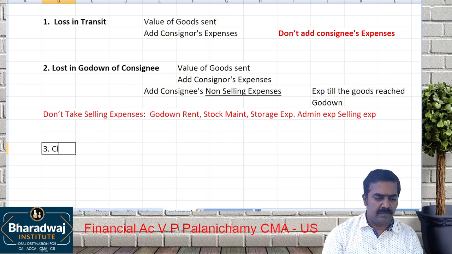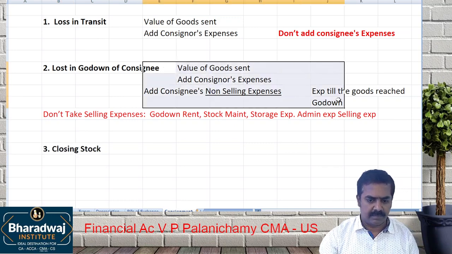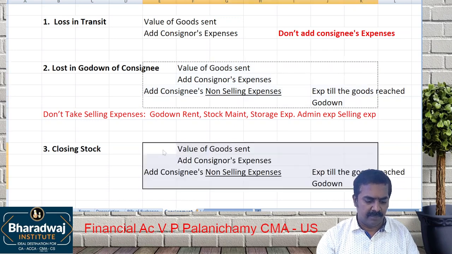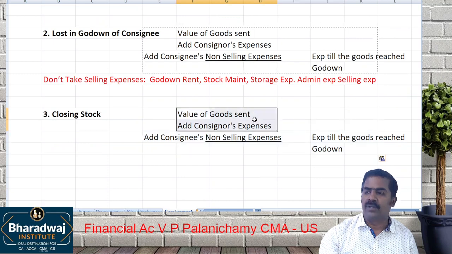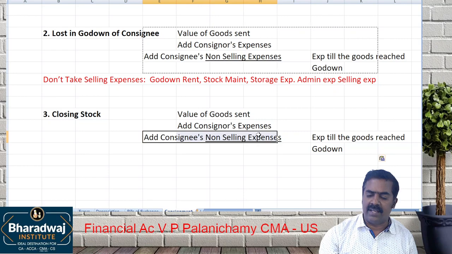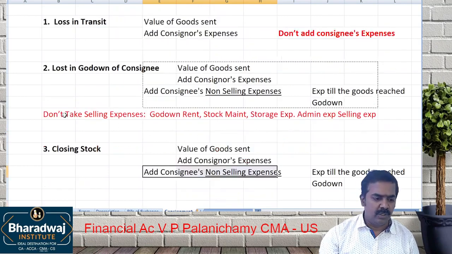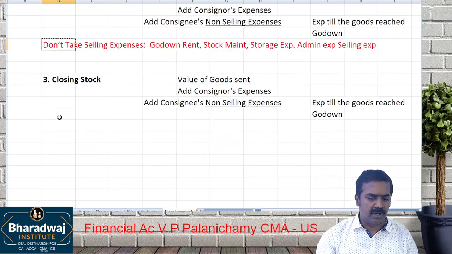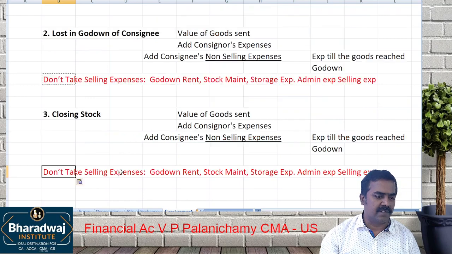Then number 3, closing stock. How to value closing stock? Same method. Closing stock also, what will you do? You will take the value of goods and add consignor's expenses and consignee's non-selling expenses. Same principle you will follow. Here also, you should not include which expenses? Selling expenses for valuation.